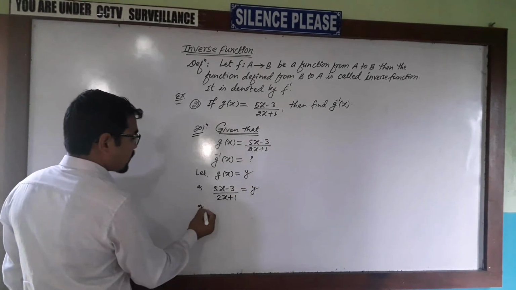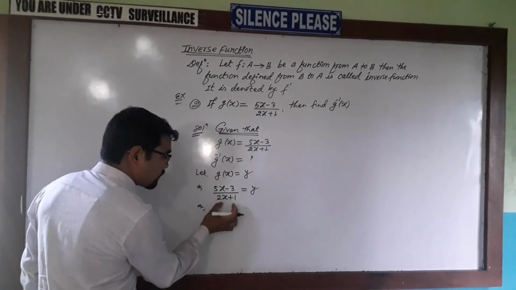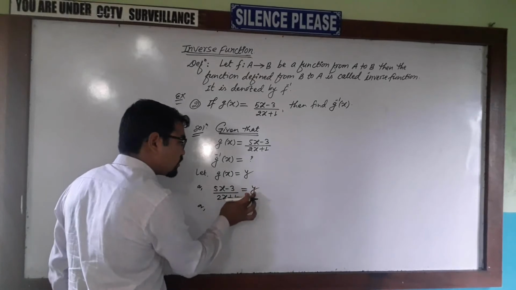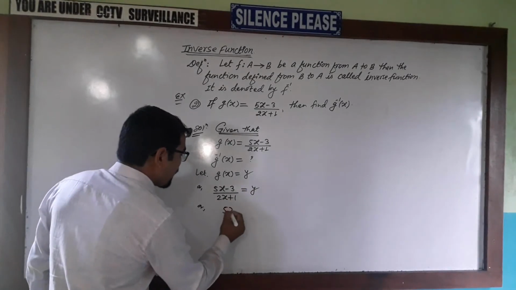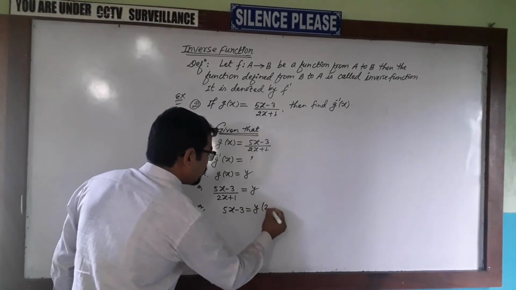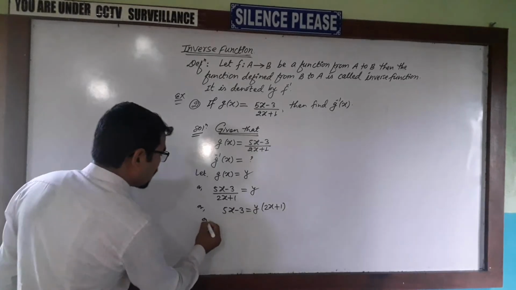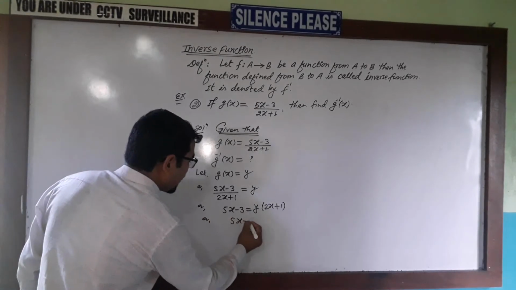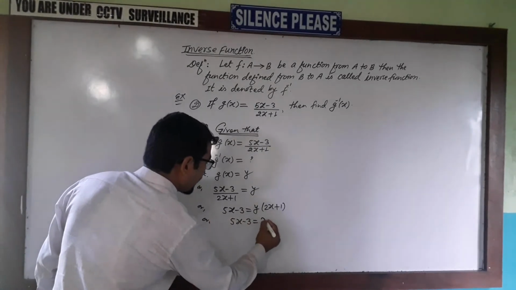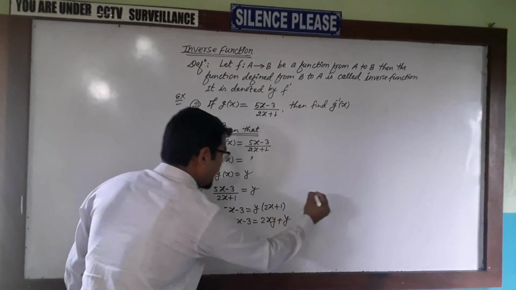All of you, let's cross multiply here. We can multiply with this 2x plus 1, which is in the denominator, cross multiplied with y. So 5x minus 3 is equal to y multiplied by (2x plus 1), that is 5x minus 3 is equal to 2xy plus y.